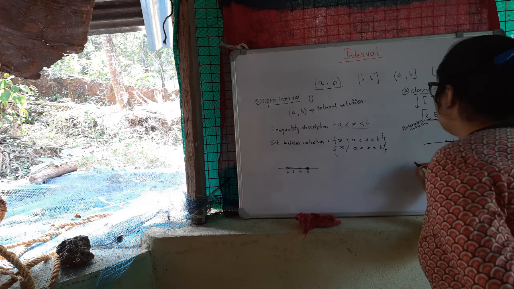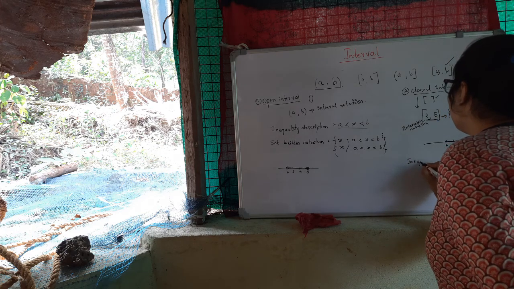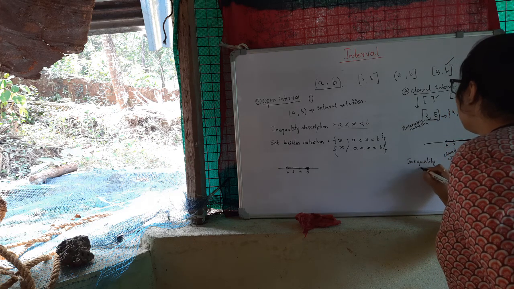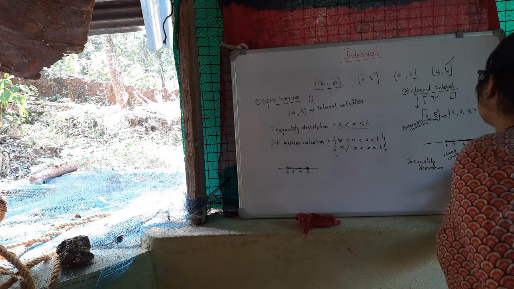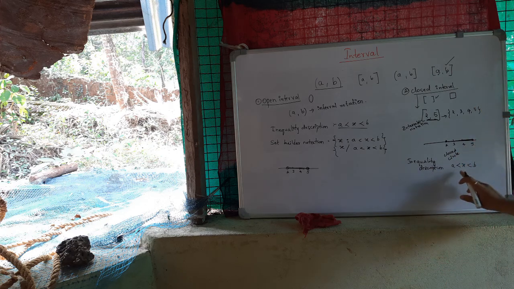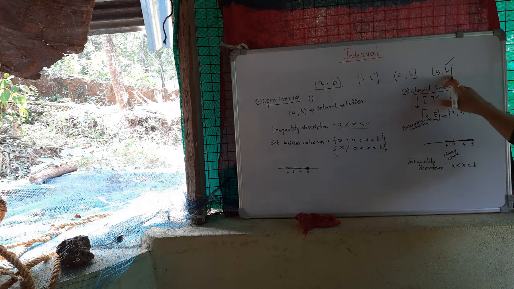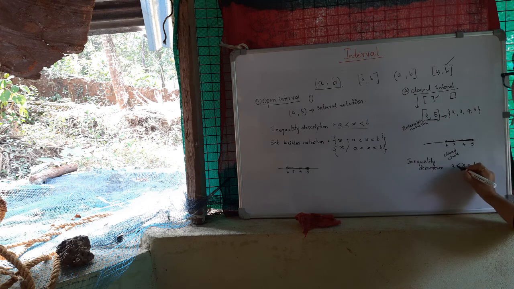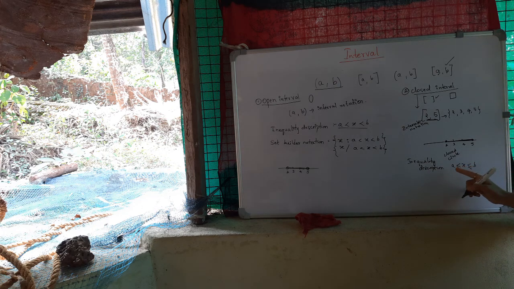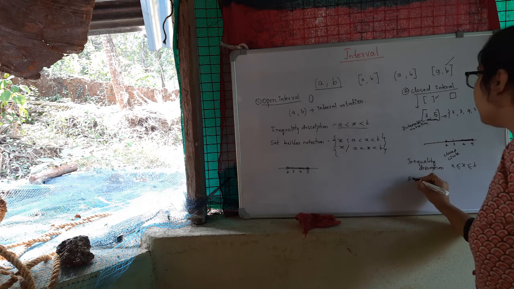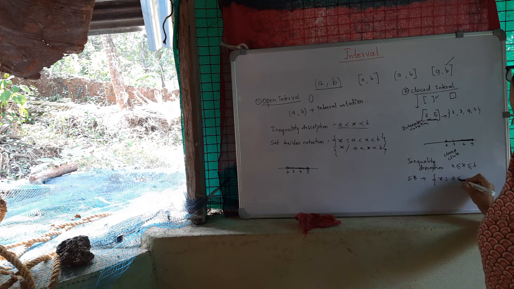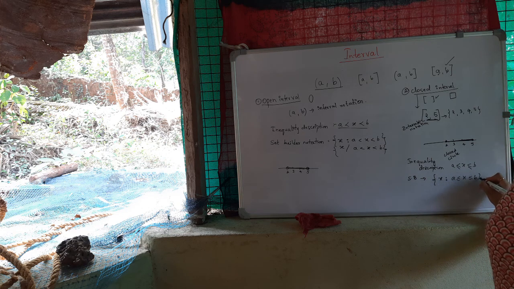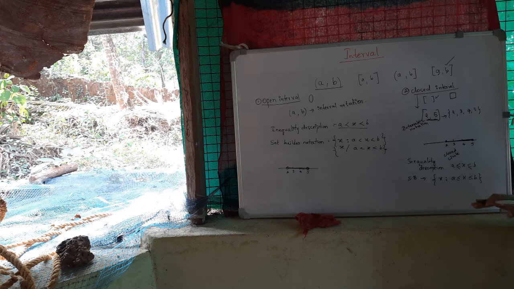Next you have inequality description. How will you write the inequality description for the closed interval? So you know x is greater than a and x is less than b, but even a and b are included. So I will write it like this: x is greater than or equal to a and less than or equal to b. So set builder notation will be like this. So this is all about the closed interval.